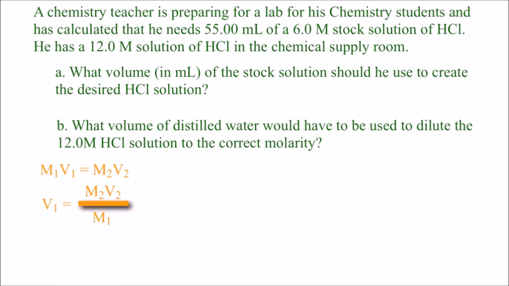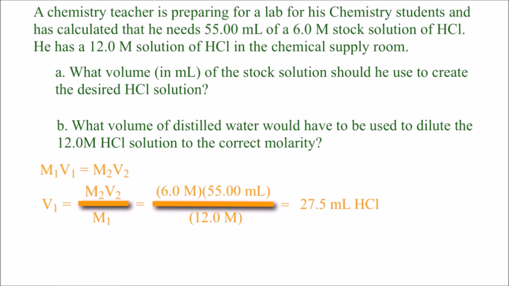Now all we need to do is plug in our given information. Okay, so when we do that, we come up with 27.5 milliliters of HCl, and that is our answer to letter A. Now, of course, we need to adjust for significant digits. It looks like 2 is the fewest number of sig figs, so we need to bump that up to 28 milliliters. Alright, now for part B.